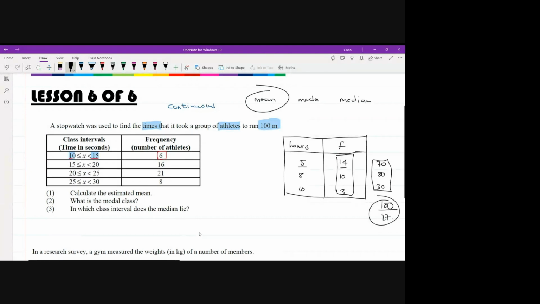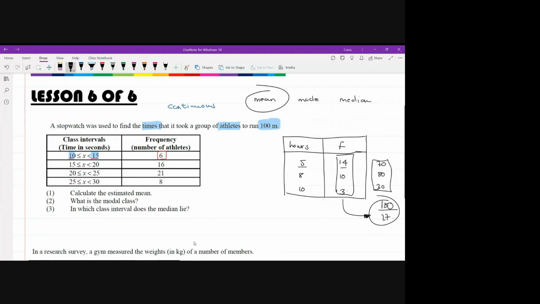You're absolutely right. It's 180 over 27, by adding the frequency. So 14 plus 10 is 24, plus 3 is 27. Because that's the number of people. So the hours times the people, divided by the number of people.